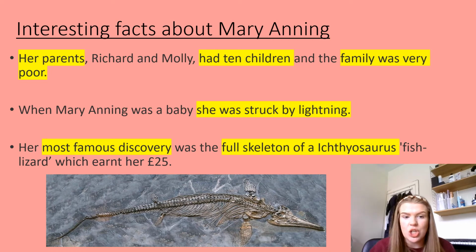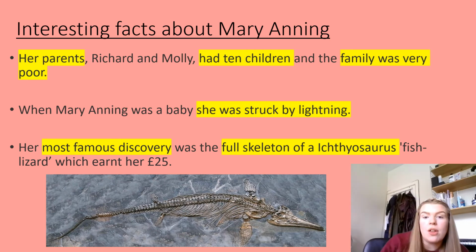It means fish lizard. And when she sold that, she sold it to some really high up scientist that Elizabeth told her about. She earned £25. And that in those days was a lot of money, and it really helped her family out, and they weren't as poor anymore. So make sure you've got those ones written down. They can help you with your fact file later on.